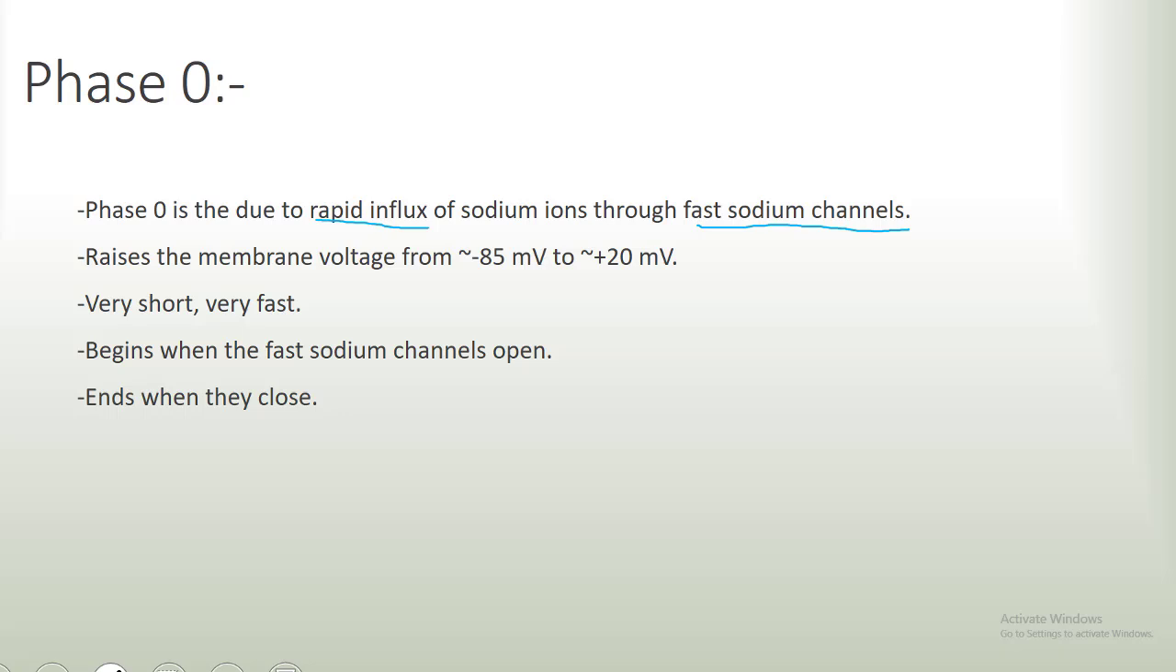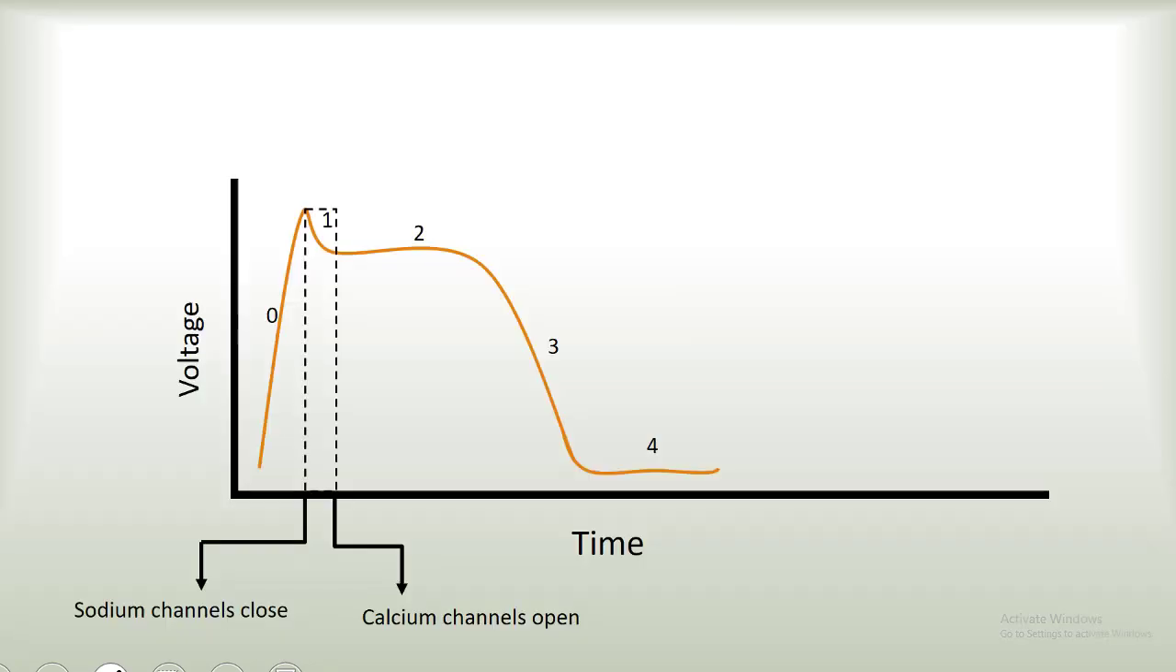Initially, the resting membrane potential is about negative 85 millivolts. During phase 0, this rises to about positive 20 millivolts. This is an approximate rise of about 105 millivolts. Because these sodium channels are so fast, phase 0 is very fast, it's very short, and it begins when the fast sodium channels open, and it ends when they close. Phase 0 is followed by phase 1.